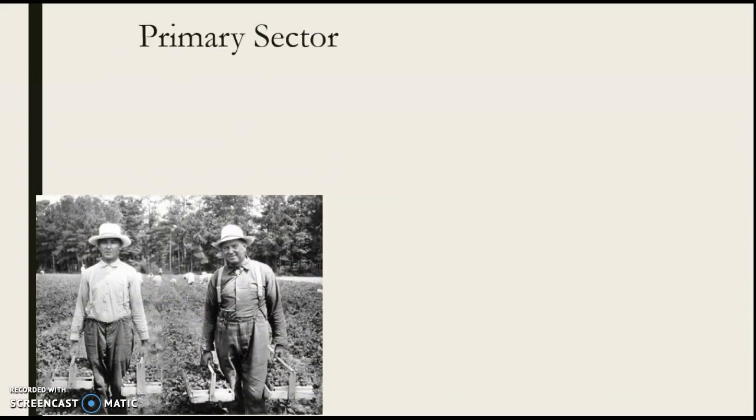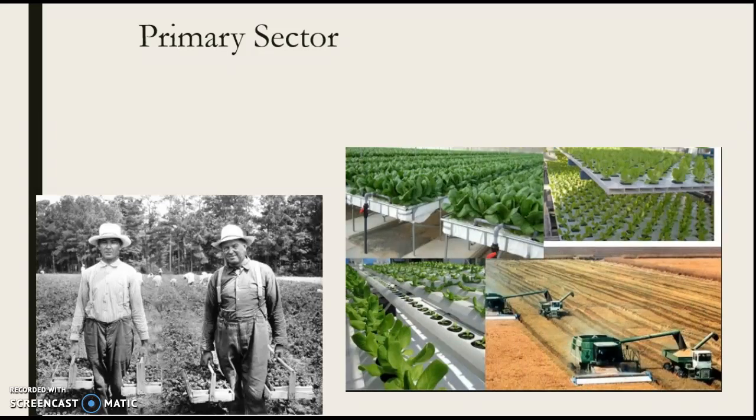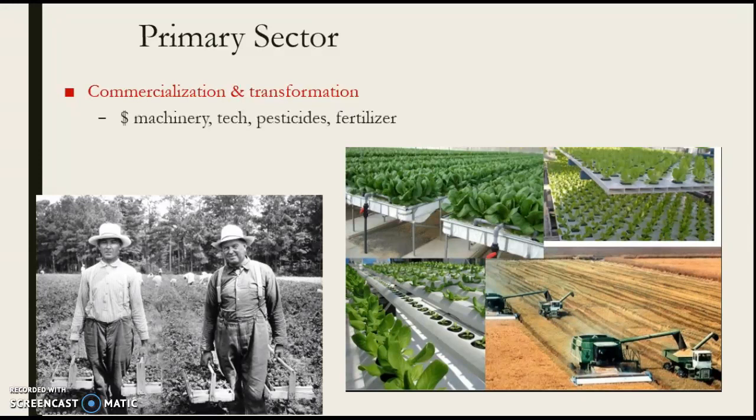The image on the screen right here is of strawberry pickers. These strawberry pickers were primarily Polish immigrants who went down to modern-day BWI Airport in the summer to pick strawberries for the Baltimore community. The image on your right shows you the different types of technology innovations that have been introduced to agriculture in the 20th and 21st century. So the primary sector, while critically important, though very small when we look at a percentage of the workforce, has become very commercialized, and it's transformed over the last few generations.